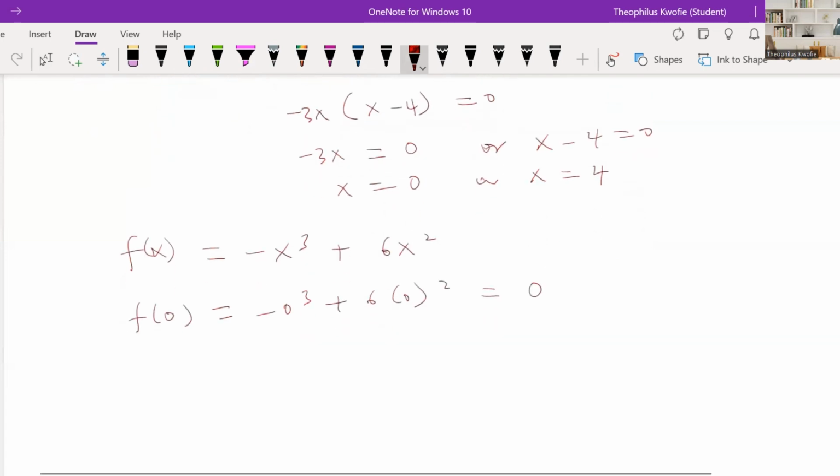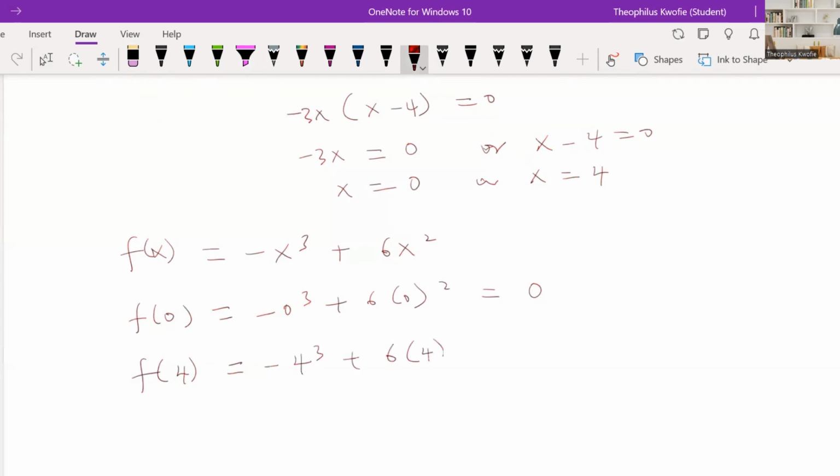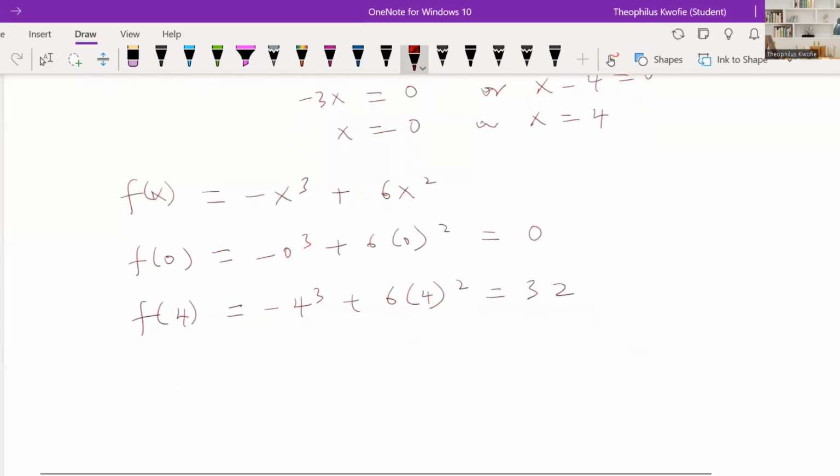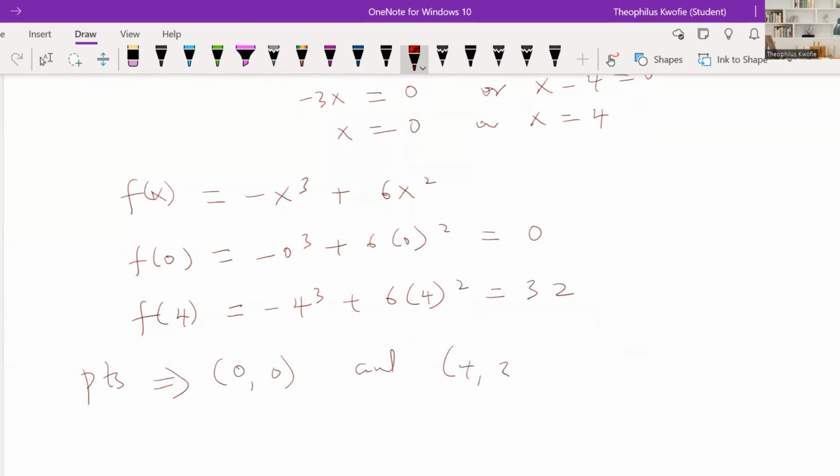That should give us 0, right? And then we plug in the second x value, which is 4. So in that case, you can have something like this, and that should give us what? 32, right? Good. So the tangent line to the graph of f of x is horizontal at the points. So the first point will be what? 0, 0. And so the points will be 0, 0, and then what? 4, 32. Is that okay?